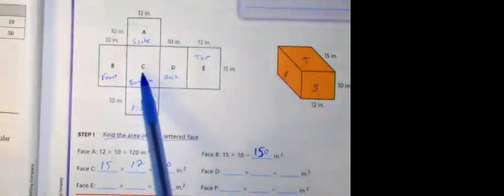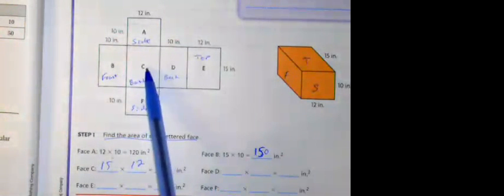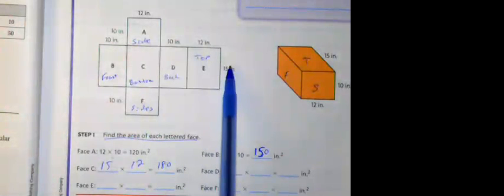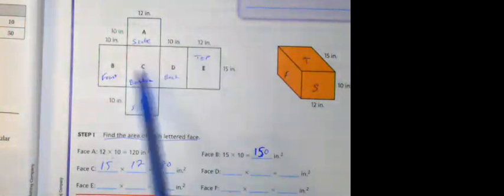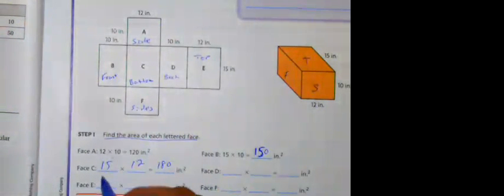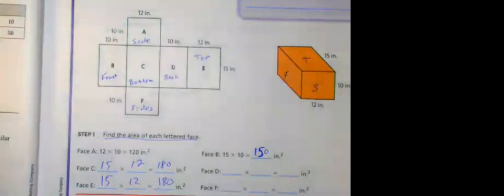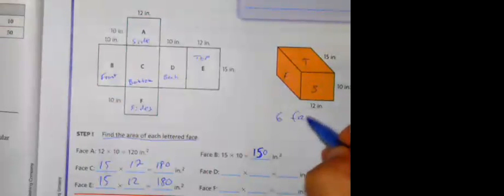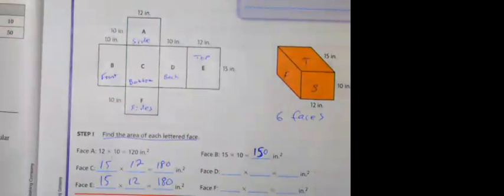So what is the opposite of C? Well, the opposite of the top, the bottom is the top. So if you know C, you can find E. So E is also 15 by 12, which is 180. So let's look at the next one. So D and F. So as you notice, you have 6 faces, and 2 of them are going to be the same.